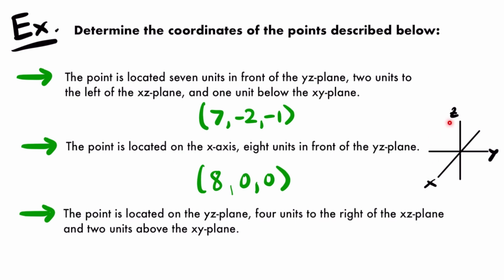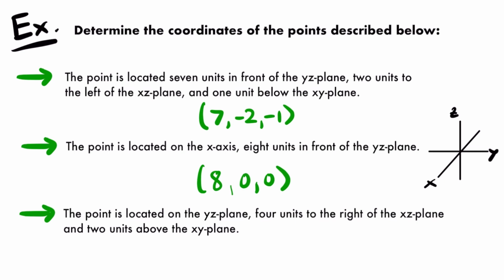Let's keep our xyz plane here and look at the last description. This time we're told that the point is located on the yz plane, 4 units to the right of the xz plane, and 2 units above the xy plane. All right, so let's take this down piece by piece.